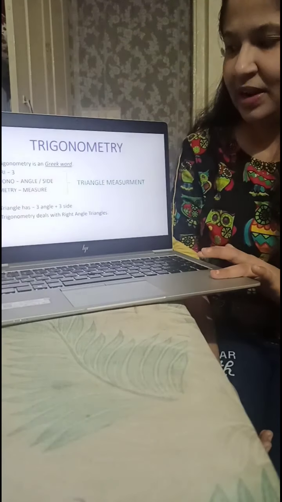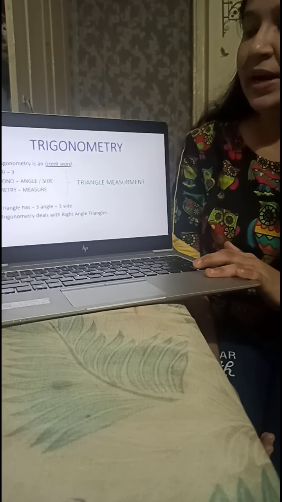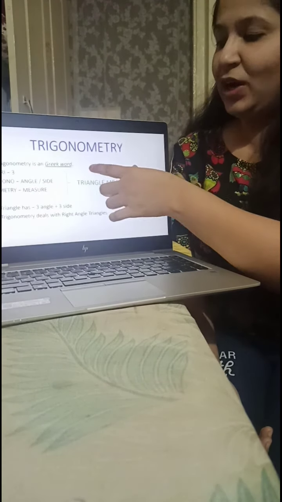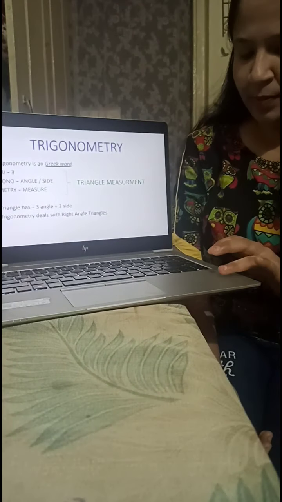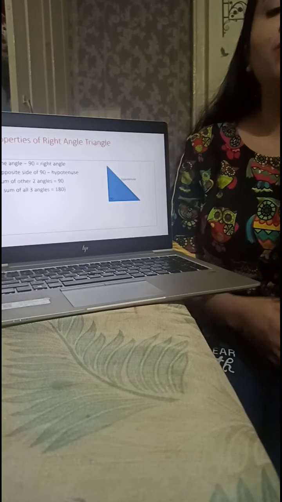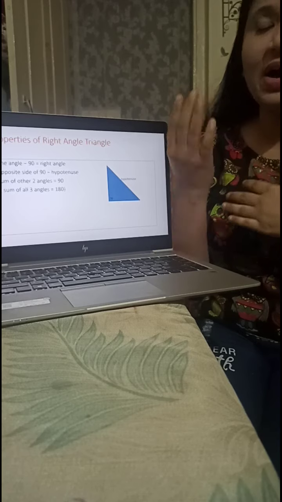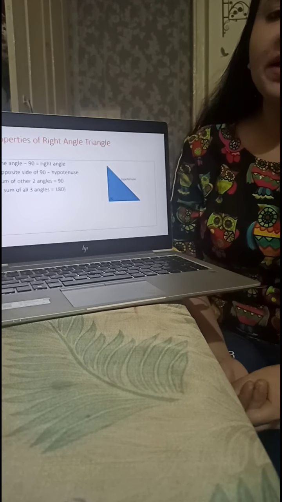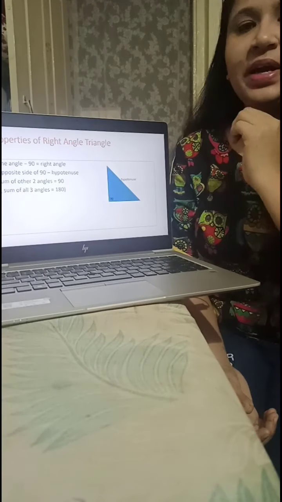Now you understand what is trigonometry and why we use trigonometry. Trigonometry is nothing but the triangle measurement, and trigonometry is specially used for right angle triangle measurement. And why do we use trigonometry? When we have to calculate the distance of an object that is very far from us and very tall, where we cannot calculate the distance physically, in such cases we use trigonometry.